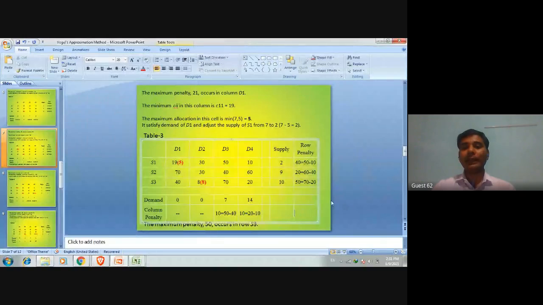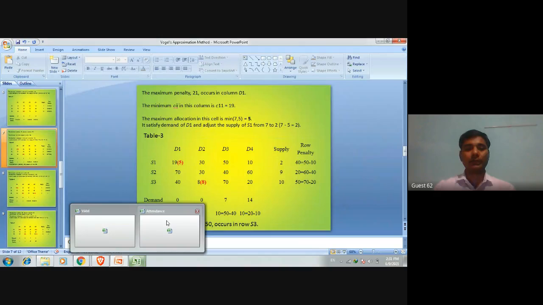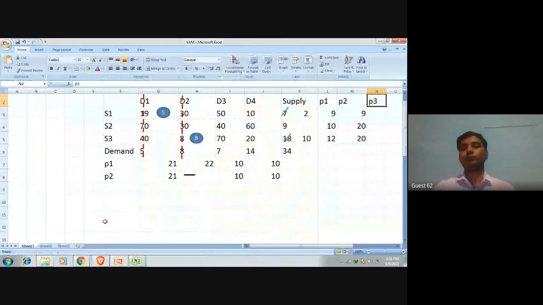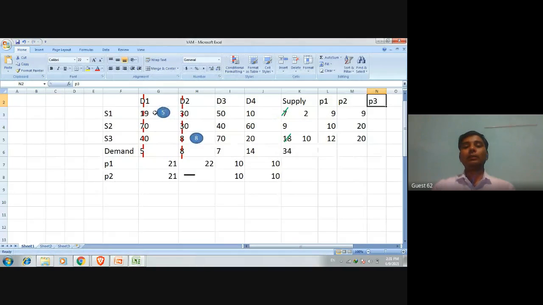Now we will again find the penalties. So let's find the penalties, P3. There is no need to calculate the penalties for D1 and D2 because they are already exhausted. So we have only two transportation per unit costs, that is 50 and 10. These are the two unit costs which are left. So we will reduce the 10 from 50. So 50 minus 10, how much will it become? 40.